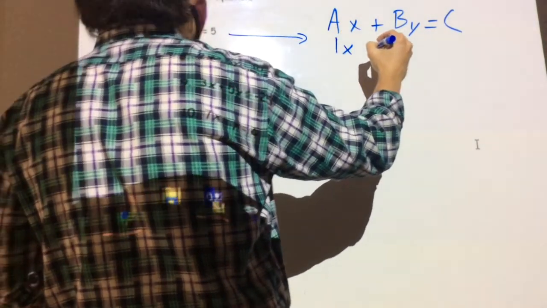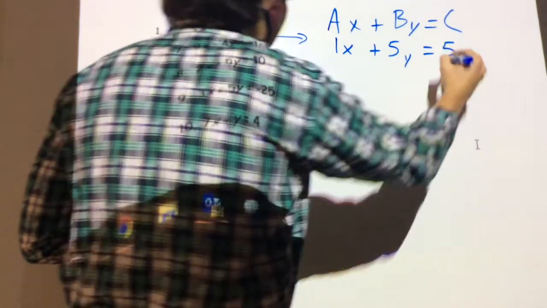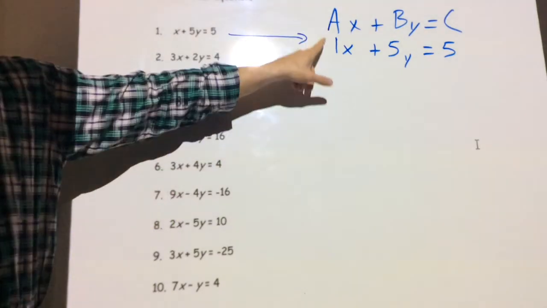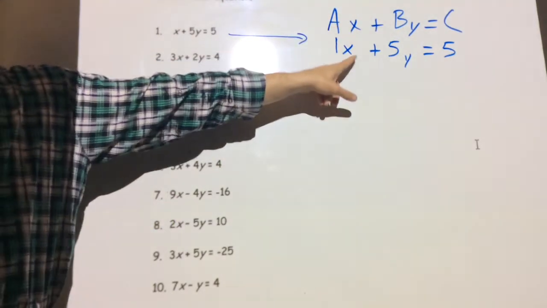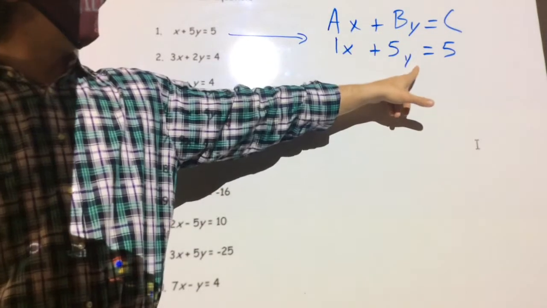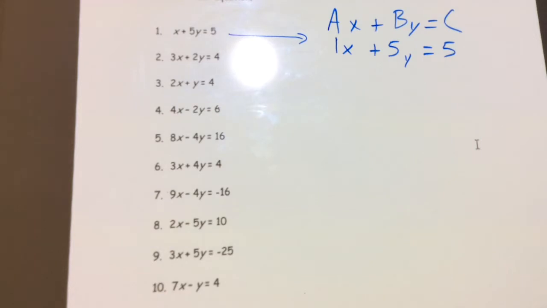1x plus 5y equals 5. So the A is my 1, the x is my x, the B is my 5, the y is my y, and the C is equal to 5. So I want you to see right now, because I'm just showing you an example of what standard form looks like.